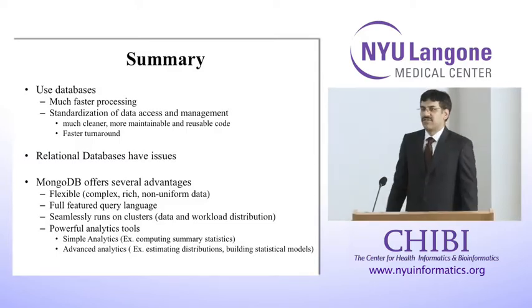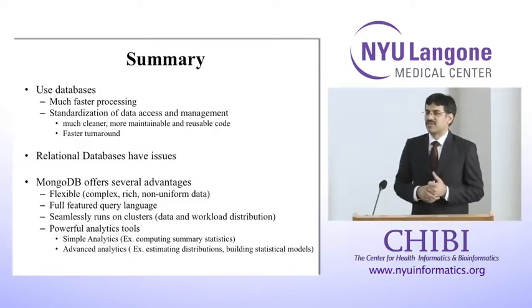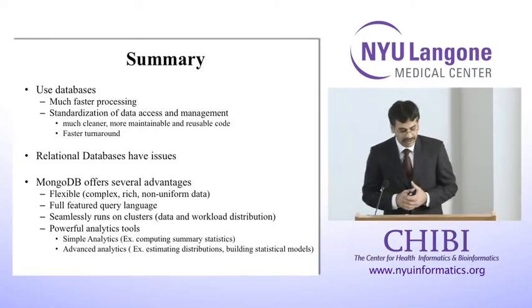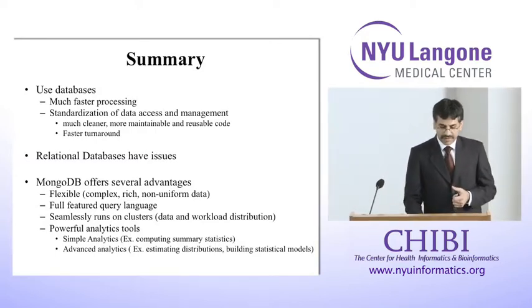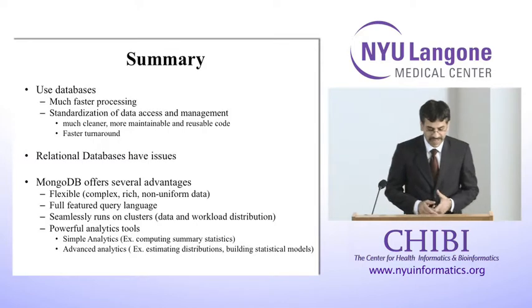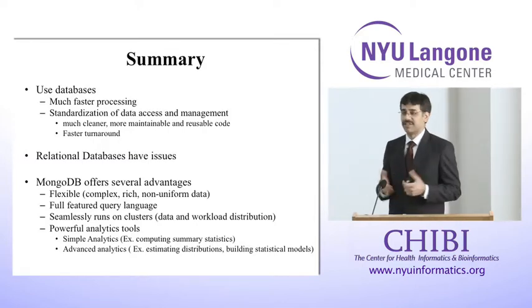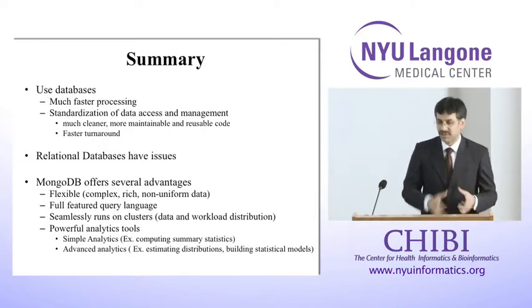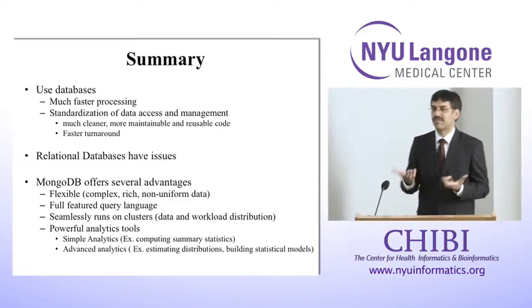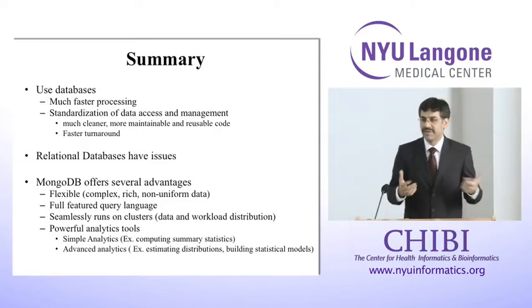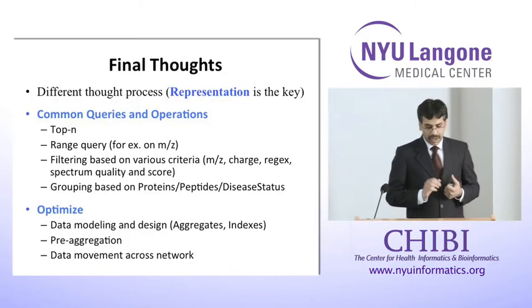Relational databases have issues, which I talked about, particularly impedance mismatch and difficulty to run on clusters. And MongoDB offers several advantages in terms of flexibility of data storage. It has a full-featured query language. It seamlessly runs on clusters, and it offers powerful analytics tools, particularly the aggregation framework and MapReduce.